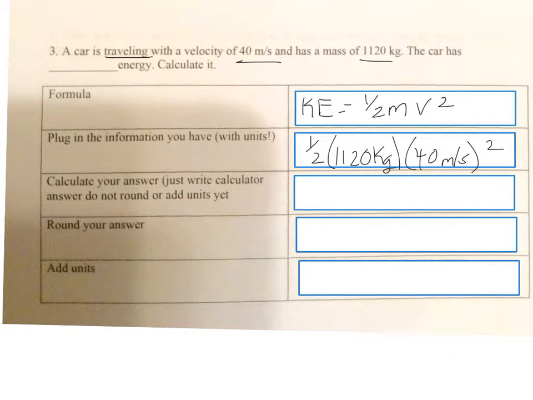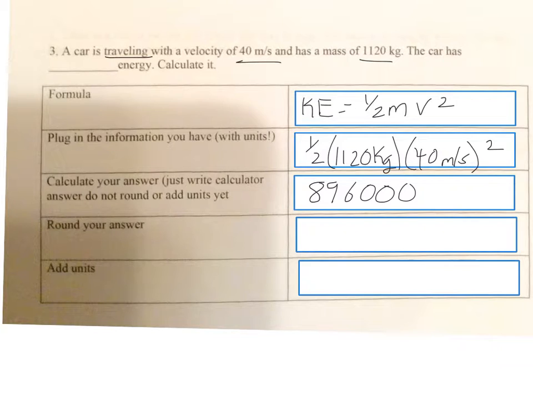But if you have an old-fashioned calculator that's really just an adding machine like mine, then you have to actually know what order to do everything in, which means that you have to first take 40 and multiply that times itself, and that gives you 1600. And then multiply 1600 times 1120, and that gives you 1,792,000, and divide that by 2, because multiplying by 1/2 is the same as dividing by 2. So when I do all of that, I get 896,000. Let me just check that against my original answer key. Yep, that's what I got.